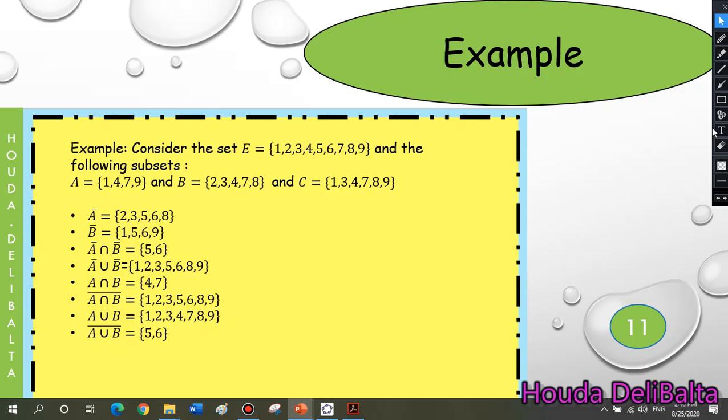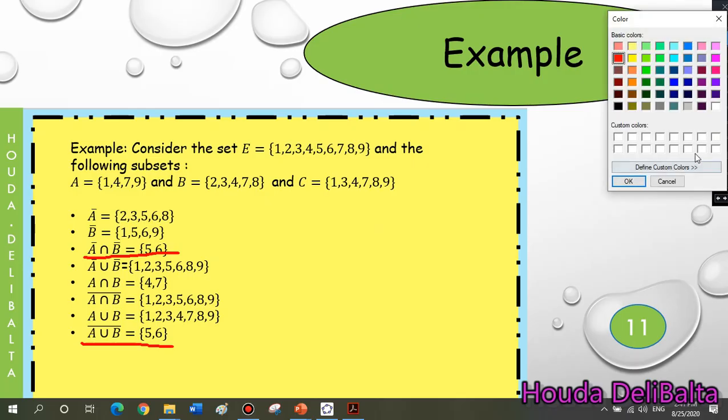Now let's notice something concerning this. If you notice A bar intersection B bar and A union B bar, you notice that they are equal. So we have to discover a property that says that A union B, all of it bar, is equal to A bar intersection B bar, and we can use it as well.